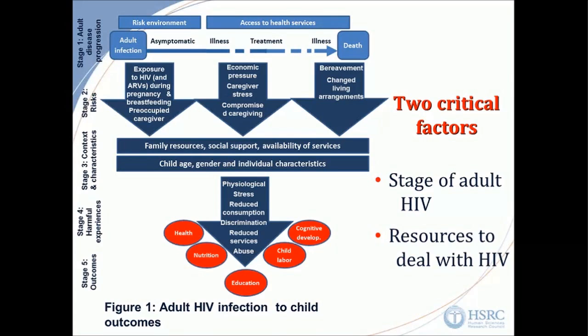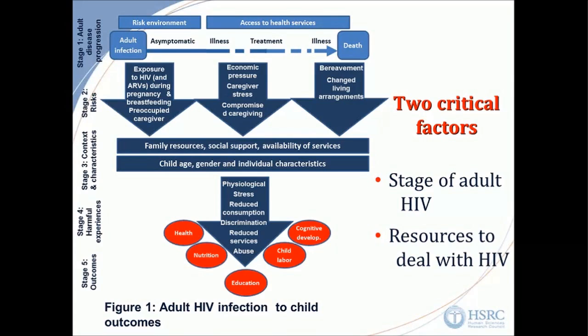And so what we see then is an ability to extract from that data a much clearer picture of what's going on. So we know already during the asymptomatic phases of HIV that there can be a number of risks to children associated with exposure to the virus during pregnancy, exposure to ARVs can have its own set of implications, also during breastfeeding, and also particularly, we saw issues around caregivers being preoccupied, and this raises an important issue around how we think about PMTCT programs.